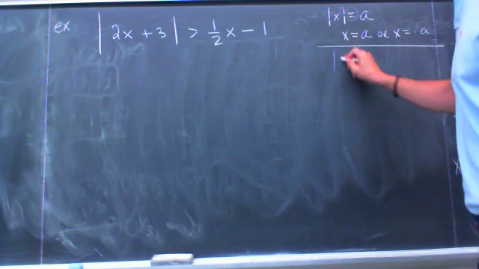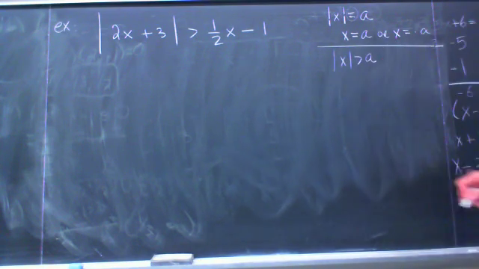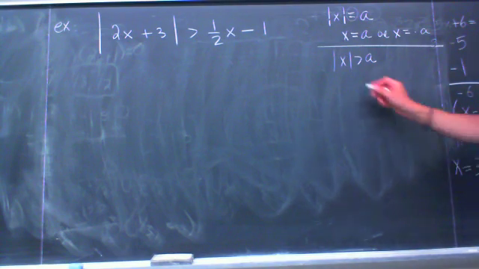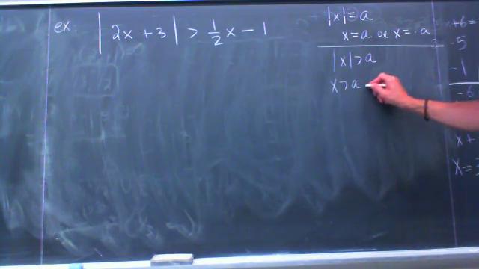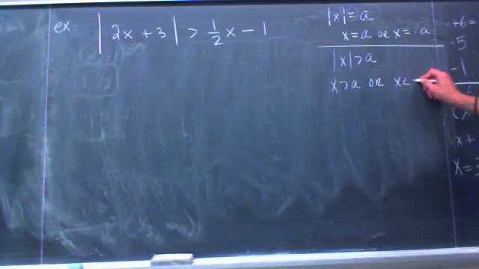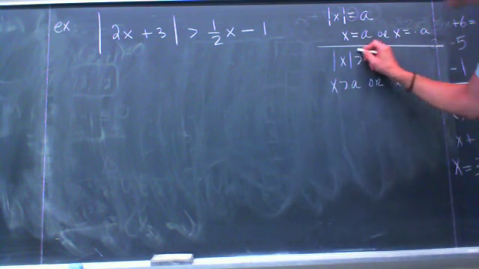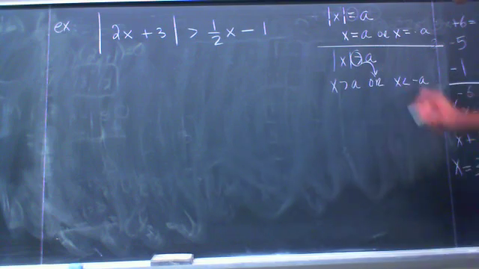When it's the absolute value of x is greater than something, greater is or. It means x is greater than a or x is less than negative a. The key here is that greater means or.